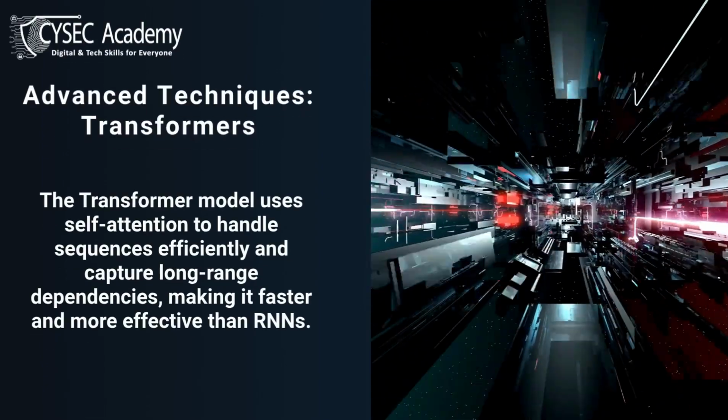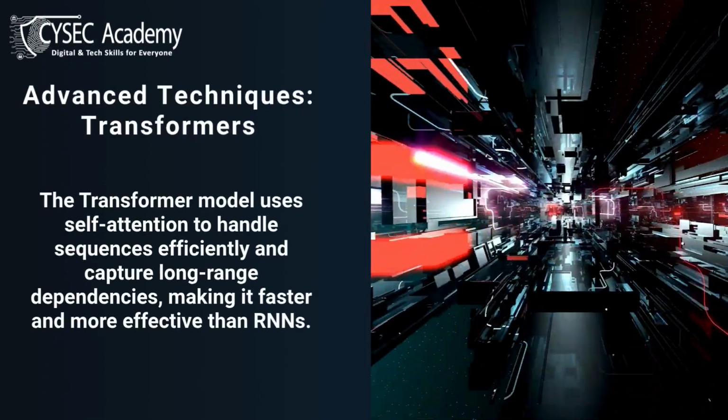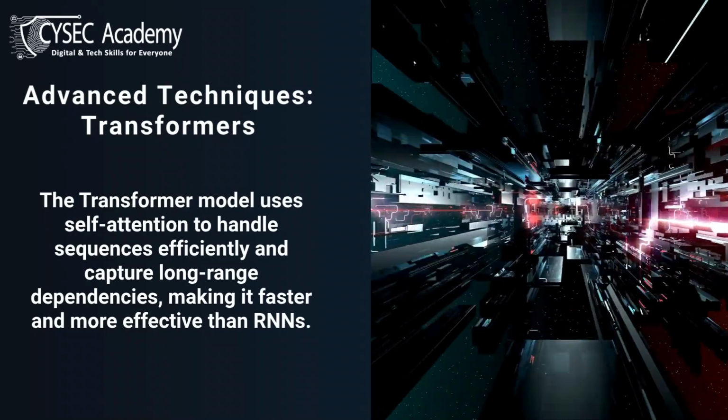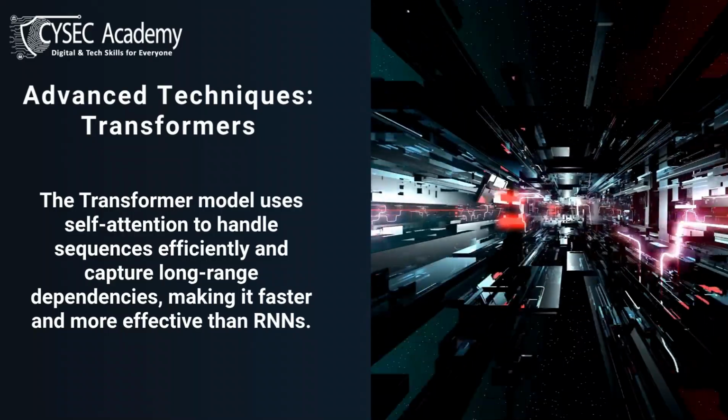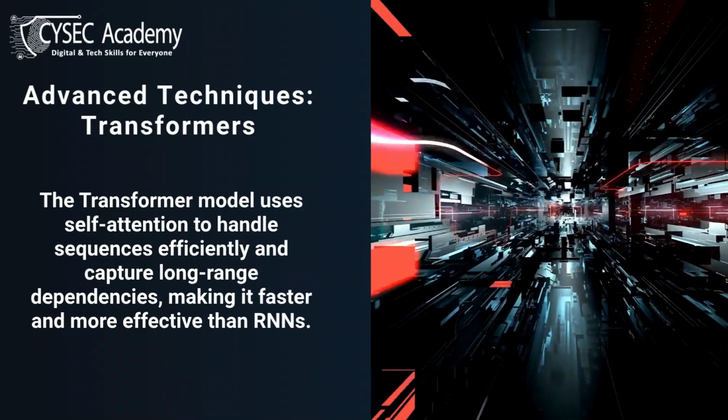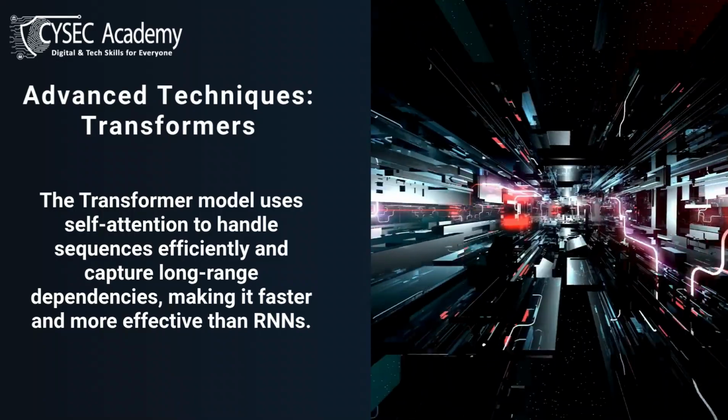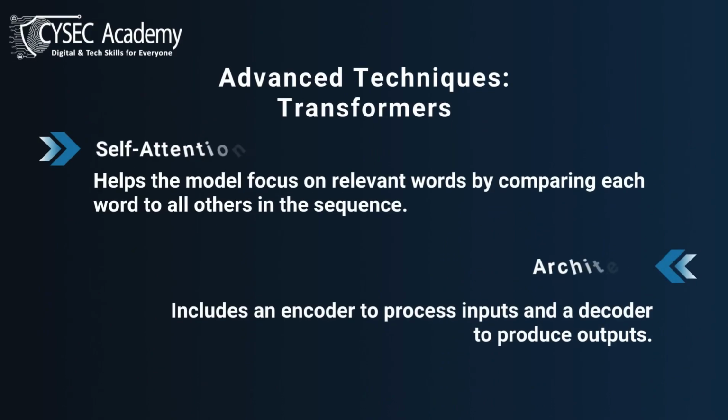1. Transformers. The transformer model is a deep learning architecture designed for handling sequential data and capturing long-range dependencies. It relies on self-attention mechanisms to process input sequences in parallel, making it more efficient than traditional RNNs. Self-attention in transformer calculates attention scores for each word in the input sequence relative to all other words, allowing the model to focus on relevant parts of the input. Architecture. This consists of an encoder and decoder. The encoder processes the input sequence, while the decoder generates the output sequence.